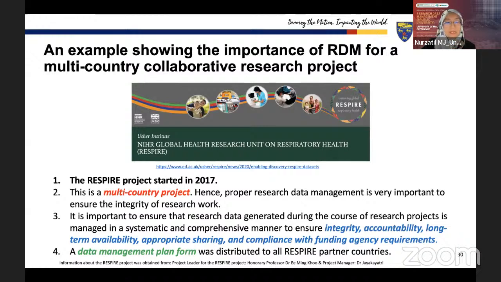So this Respire project is a multi-country project. Therefore, proper research data management is very important to ensure the integrity of the research work. So what I say is very, very important. Again, it's not just about integrity and accountability, it's about long-term availability, appropriate sharing, and of course, they received a grant from UK funders. So that's part of the important thing: they have to comply with the funding agency requirements. So when they started this project, a data management platform was distributed to all Respire partner countries.